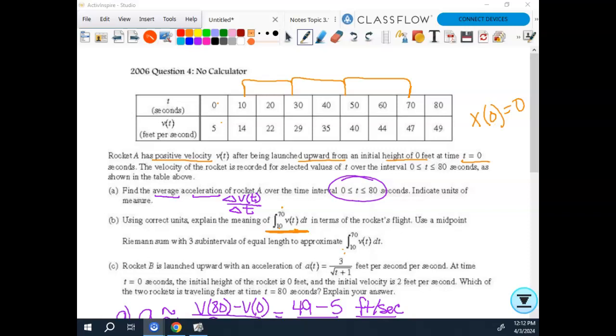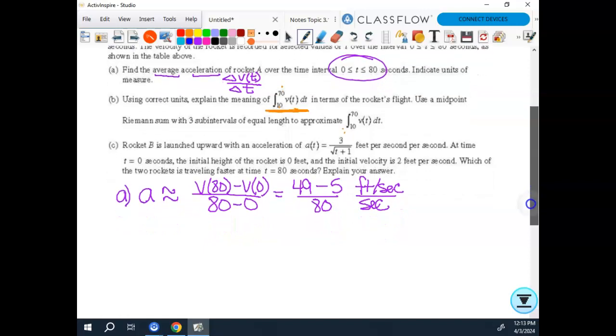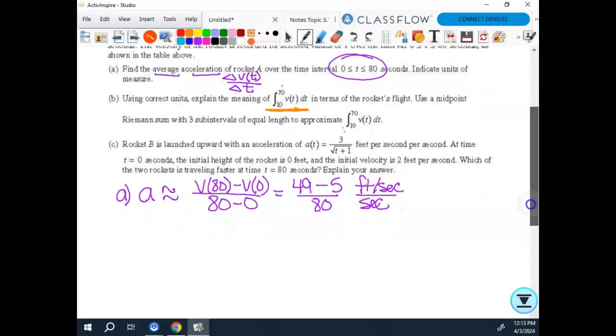Alrighty, so this is where we were yesterday. Let's just recap a little bit here. So we have rocket A has a positive velocity. We have a chart. It's being launched upward. We have our initial height. So we have this that we might need at some point. Velocity of the rocket is recorded. Okay, so on A, we found the average acceleration, which is acceleration is the rate of change of velocity. We were able to find that just fine.